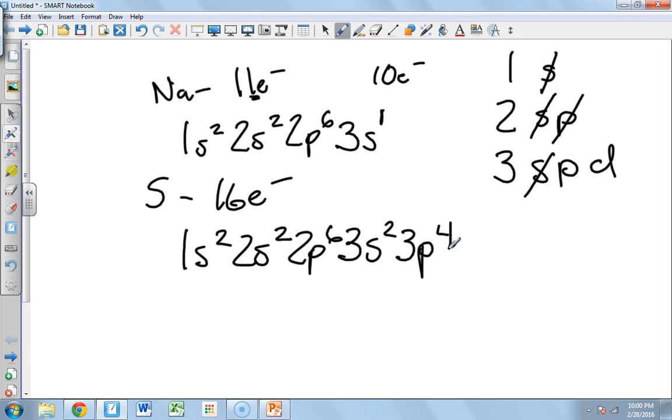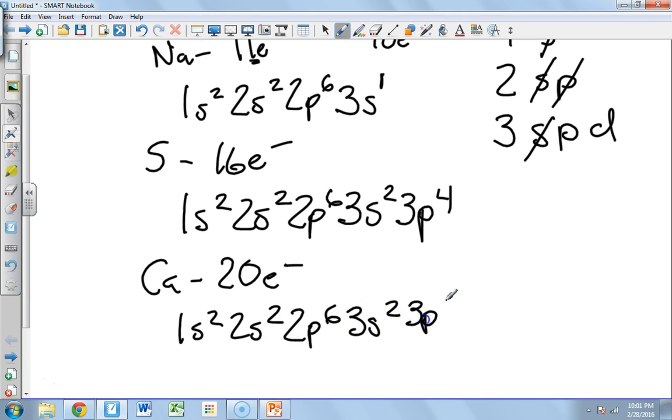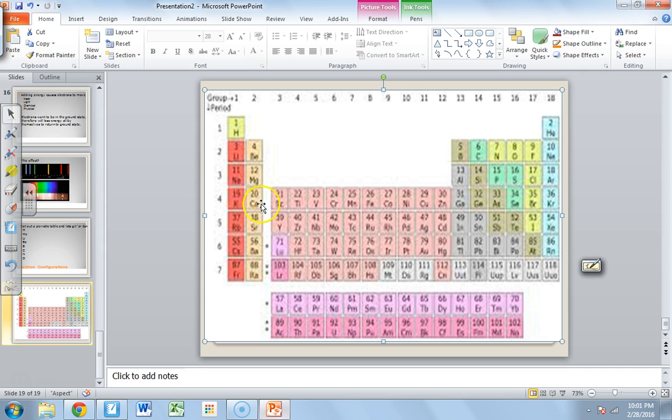Now, what if we go to calcium? Calcium is element number 20. Now, calcium, we can use the periodic table to do this. This is where things start getting funky. 20 electrons in calcium. So, here's what we're going to do. We're going to start 1s2, 2s2, 2p6, 3s2, 3p6. But where's calcium? Calcium is here.